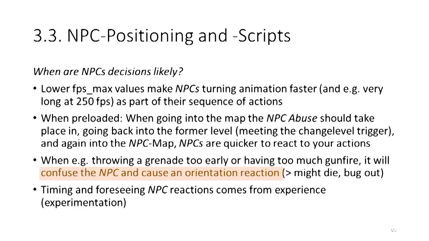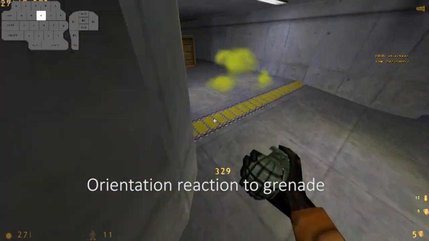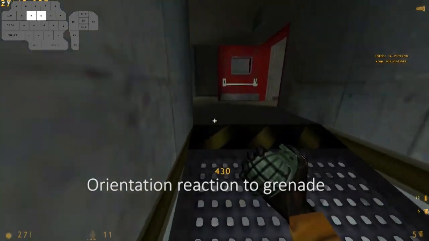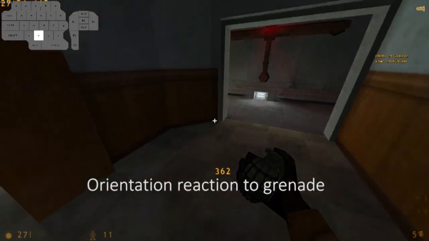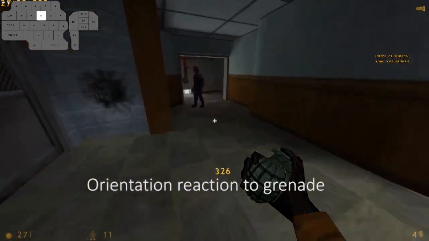With unclean execution or too much fighting going on around the NPC abuse, the NPC can get stuck between decisions so that he has to reorient himself. Here, you first see a quick orientation reaction of Barney fleeing the grenade. He was ready to decide on and commence a new action.